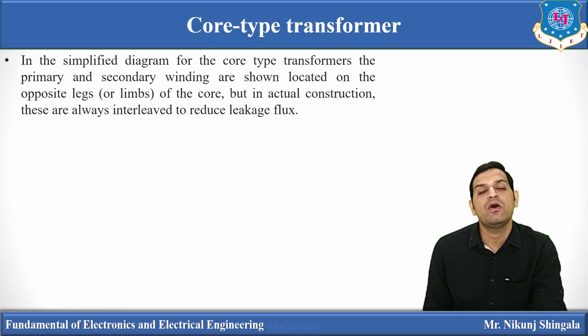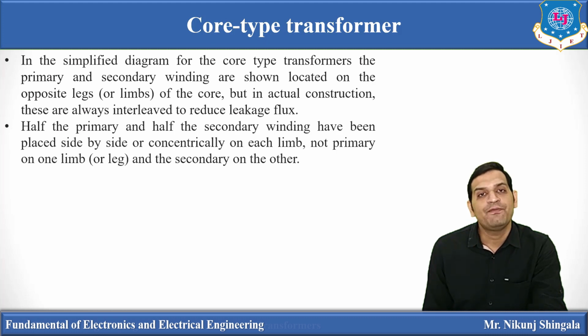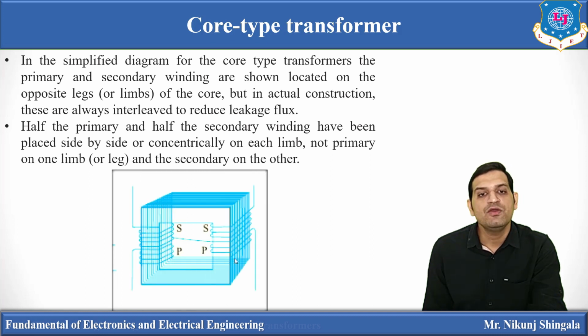We see that primary winding and secondary windings are placed on the opposite limbs, but in actual construction these are always interleaved to reduce the leakage flux. Because if primary and secondary are placed on opposite limbs, there will be a leakage flux. So to minimize the leakage flux, to provide the tight coupling between primary and secondary winding, half of the primary winding and half of the secondary winding are placed side by side concentrically on each limb, and not primary on one limb and secondary on the other limb. So here you can see half of the primary winding is placed over here and half of the secondary winding is also placed on one limb. So both limbs consist of primary and secondary winding, and both are concentric winding.